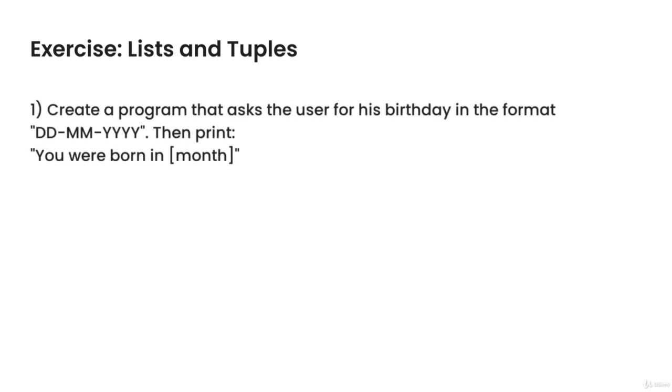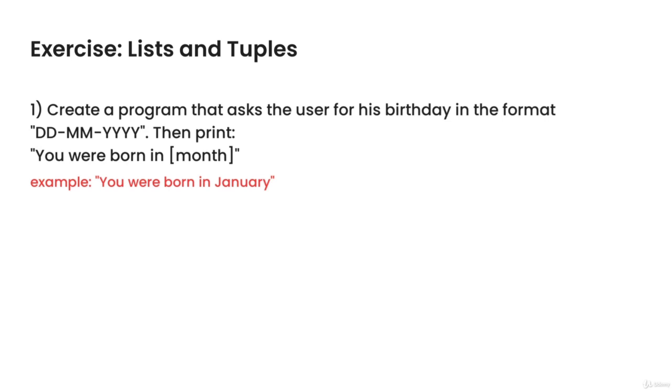Hello, it's time to exercise what we just learned about lists and tuples. Number 1, create a program that asks the user for his birthday in the format day with 2 digits, dash, month with 2 digits, dash, year with 4 digits. Then print, you were born in, and now you're gonna have to print the name of the month. So you will have a tuple with the names of all the months of the year, like I showed you in the previous lesson. And then you're gonna have to find out a way of getting the month typed by the user, getting the corresponding month in the tuple, and printing it.